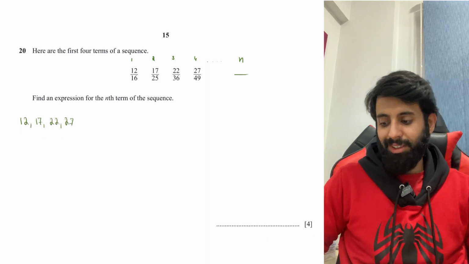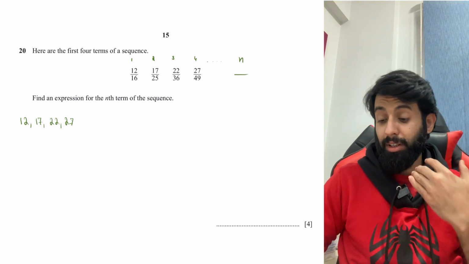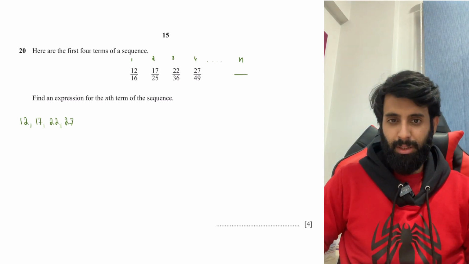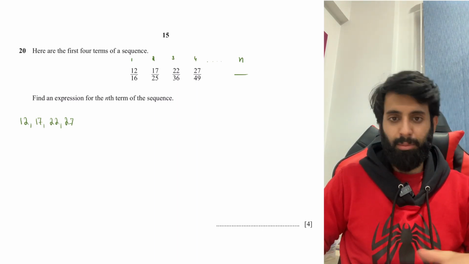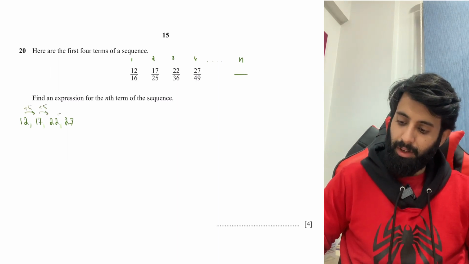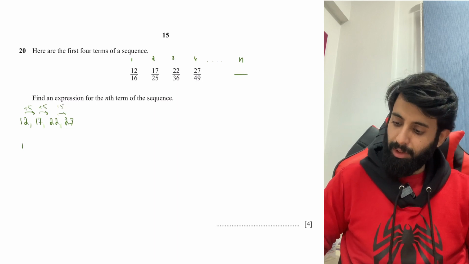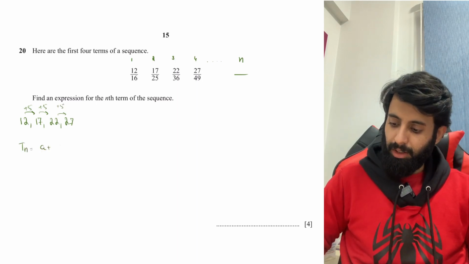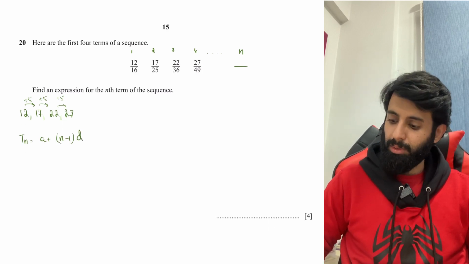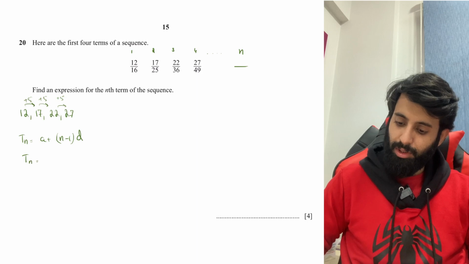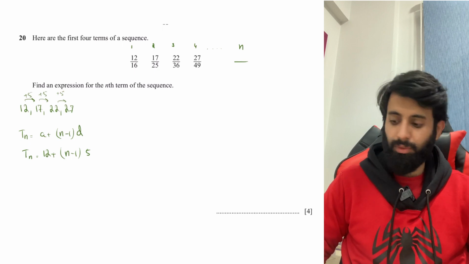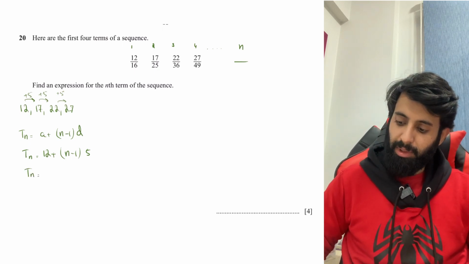So this is an arithmetic sequence, because every term is consistently 5 more than the previous term. You can see here that we're consistently adding 5. If you've seen one of my videos, you'll know that the formula for the nth term of an arithmetic sequence is Tn = a + (n - 1)d, where a is the first term, which we can see is 12, n will remain n, and the common difference is 5, as I mentioned earlier.